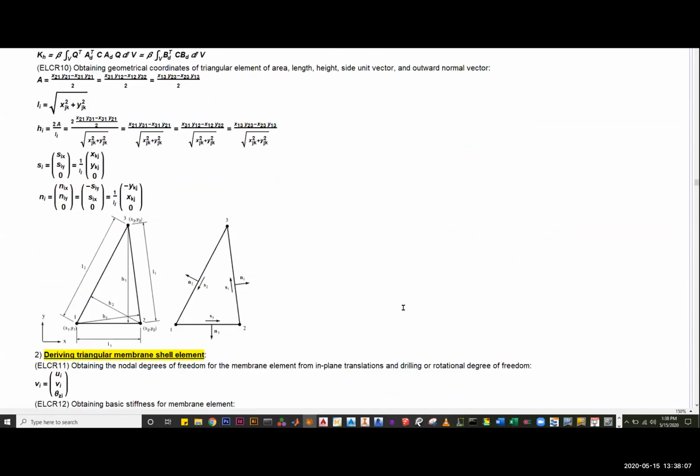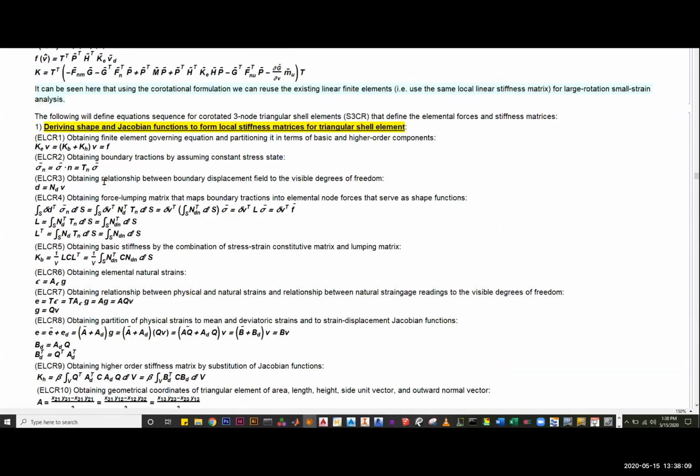All right. So first, pretty common when you're doing finite elements is this equation, where you have this K times v, and you get the forces. We'll do the same thing here. One of the main differences is you're going to have these basic and then higher order stiffness. That's what this KB and KH are. So I'll briefly go over these.